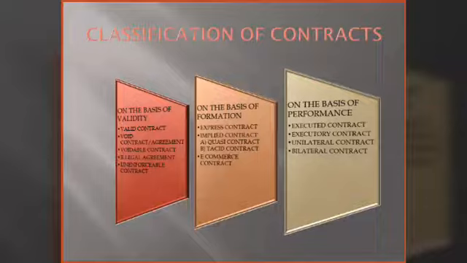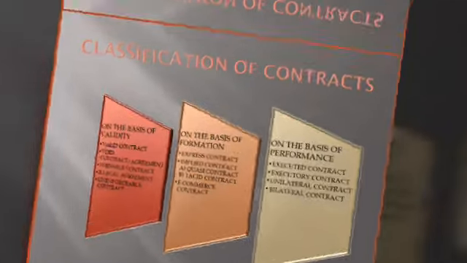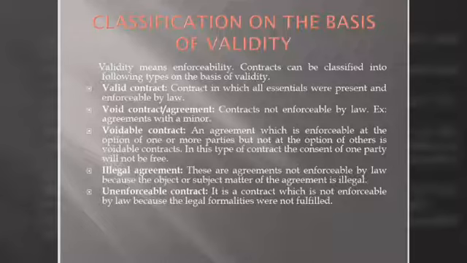Contracts can be classified into three types, or three bases on which we can classify the contracts. Number one is on the basis of validity. Number two is on the basis of formation. Number three is on the basis of performance. Now we will see the types of contracts on various bases. First, number one, on the basis of validity.